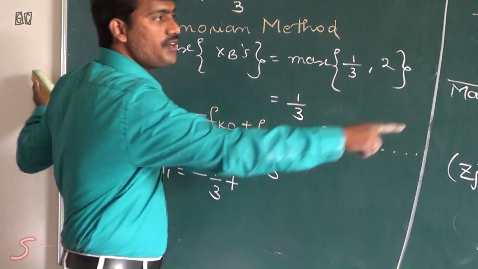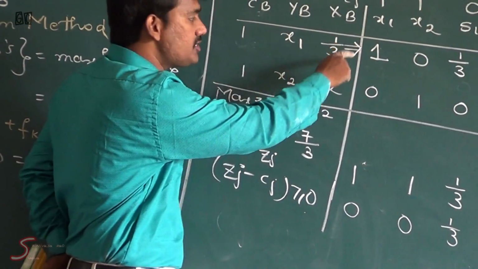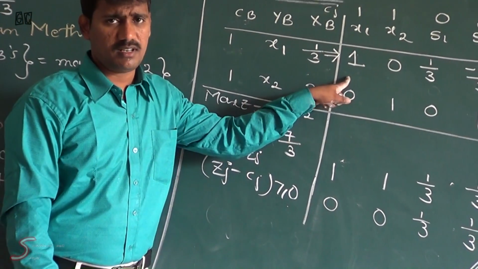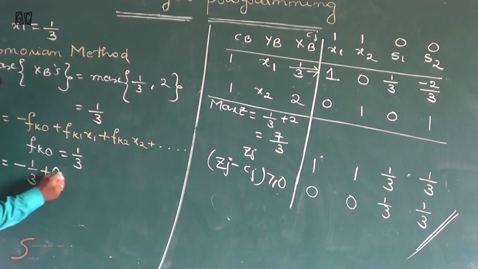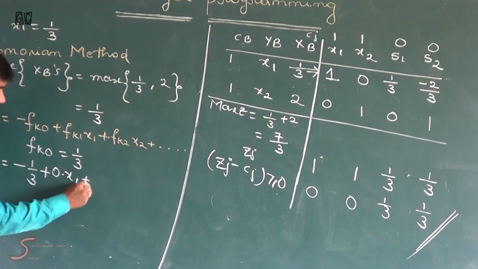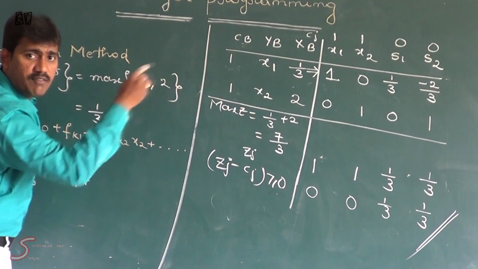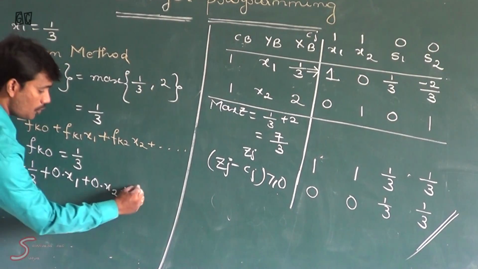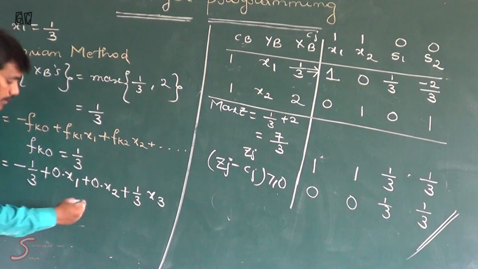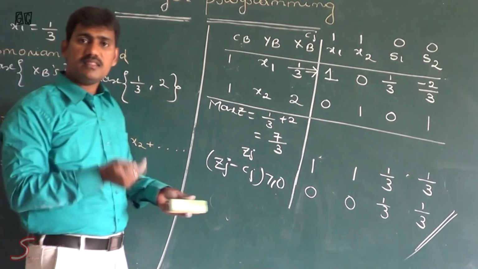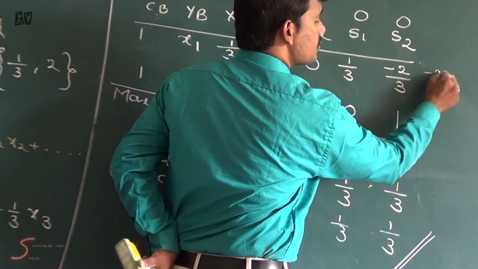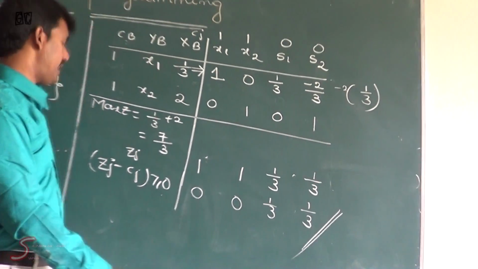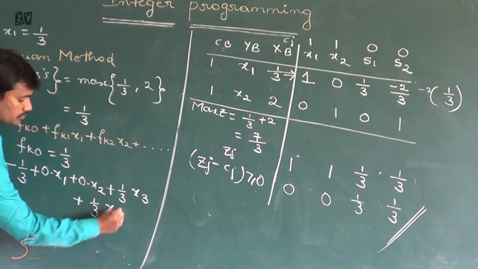plus fk1 x1. If you observe, this is all about the 1 by 3 row, and in this we have to consider only the fraction values. So 1 is not a fraction, so we consider 0, that is 0 into x1, plus for x2 also we don't have a fraction, that is 0 into x2, plus 1 by 3 is a fraction, so 1 by 3 into x3, plus this minus 2 by 3 can be written as minus 2 plus 1 by 3. We take only the positive fractions, that is plus 1 by 3 into x4.